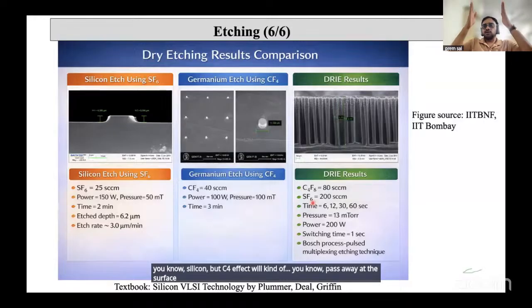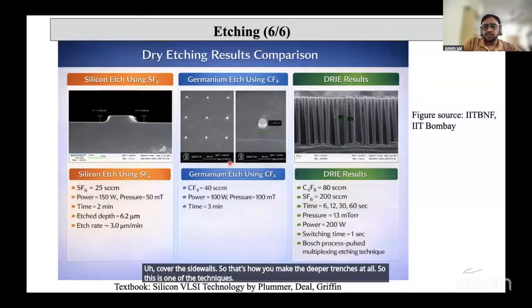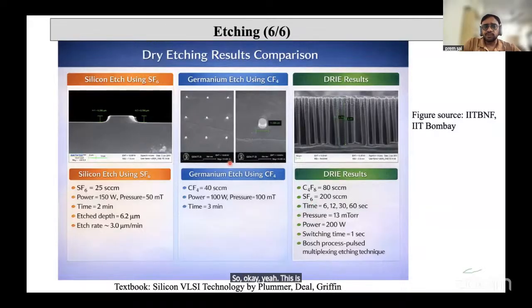So let's say you have a trench. Now SF6 will etch. Then before it attacks further, C4F8 will come and cover the side walls. That's how you make the deeper trenches. So this is one of the techniques. This is what I wanted to show in etching.